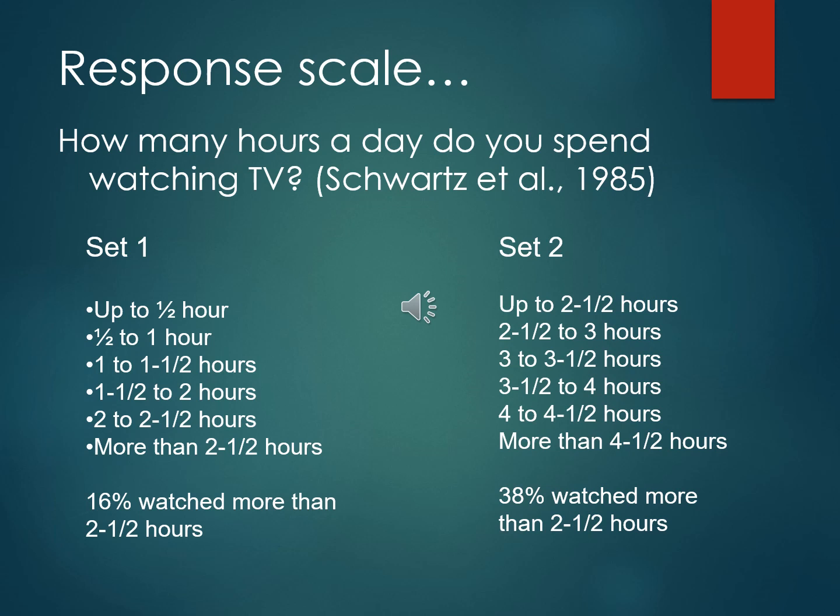So what's actually implicated here is that people are not really thinking about exactly how many hours they are likely to watch TV. They tend to think that they are the average person. So average means right in the middle of the scale. Therefore, 2.5 hours is very extreme according to set 1, so only 16% choose that.